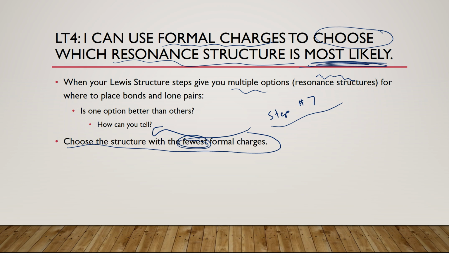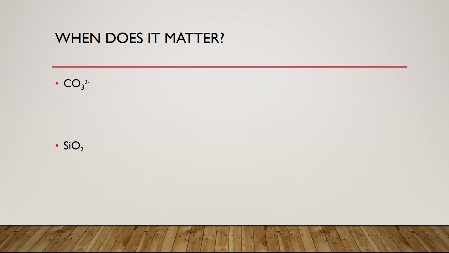So step number 7 says, essentially, if you have multiple options and you want to figure out which one is the most likely, you're going to pick the one that has the fewest formal charges attached to it. Alright, so let's put this into context, see if we can make sense of this. So, when does it matter in terms of trying to choose which one's best?